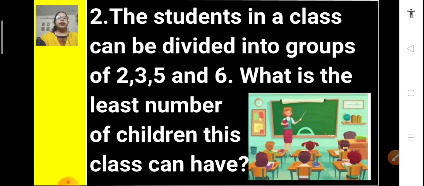Second problem. The students in a class can be divided into groups of 2, 3, 5 and 6. What is the least number of children this class can have? Children, problems number 1 and 2 are application problems based on HCF and LCM.